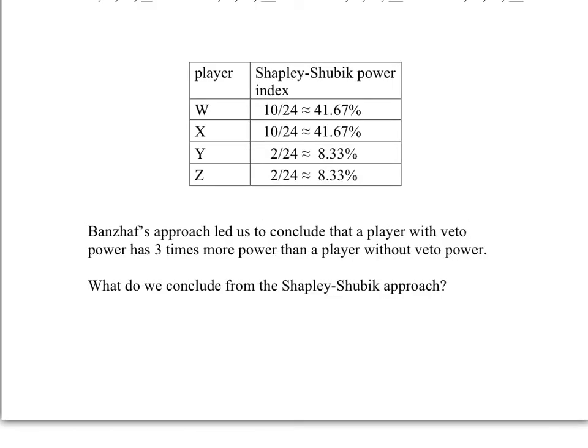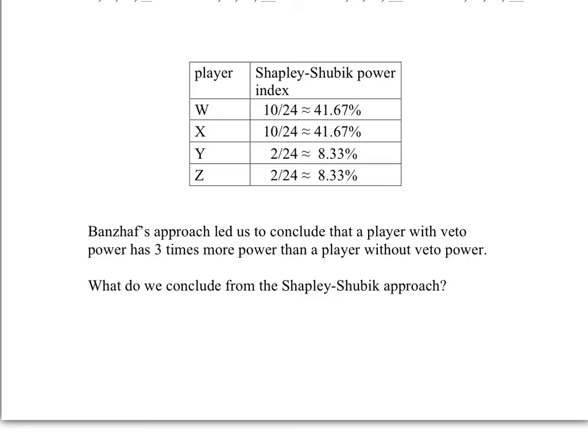Putting it all together, we find that according to Shapley and Shubik, W has 10 out of 24 instances of being pivotal. X also has 10 out of 24, so they each have 41 2/3% of the actual power. Y has only 2 out of 24 such instances for 8 1/3% of the power. Z also has only 2 out of 24.